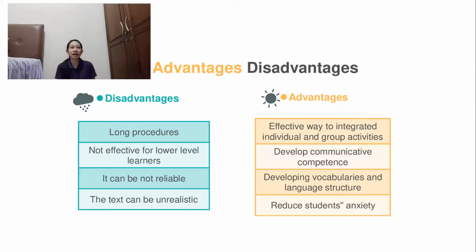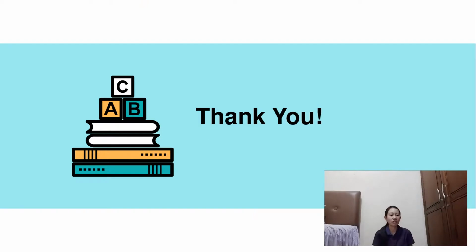And the last is that the text can be unrealistic. Why? Because it can be read before rather than heard. The students might have read the text that they will listen to from the teacher. Therefore it can be unrealistic, because they read it first before the teacher reads it to them, and they have to listen to the passage. So that's all about the Dictogloss technique of innovation in language teaching, especially for listening skill.